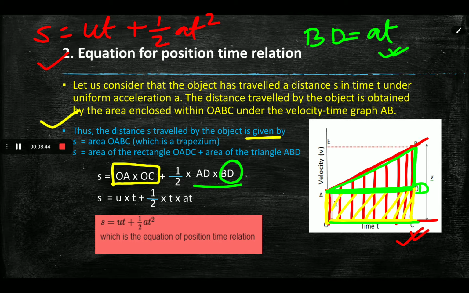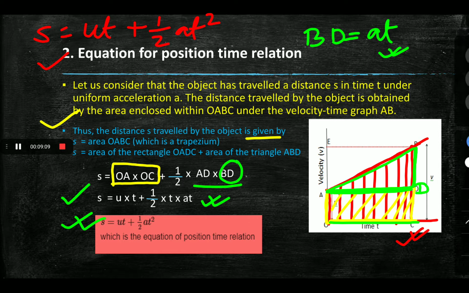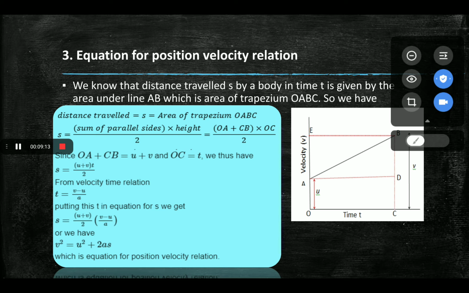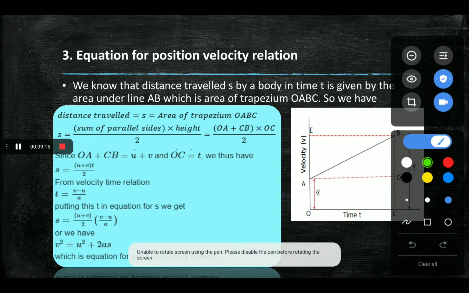So now the equation becomes S is equal to U multiplied with time plus half multiplied with time, and this multiplied with the expression BD, which has the value AT. Now if we arrange this, then we will get S is equal to UT plus half AT square, which is the required relation between the position and time. This is the second equation of motion.